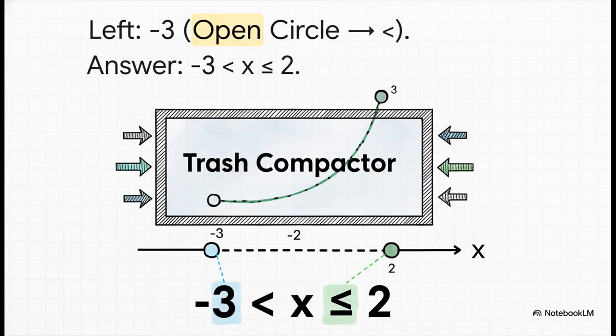Let's apply our rule. Scanning left to right for the domain, our shadow starts at x equals -3. But wait, that's an open circle. That means we don't actually include -3, so we have to use a strict less than sign. The shadow ends at x equals 2, which is a closed circle, so we do include that one, using less than or equal to. And that gives us our answer. -3 is less than x, which is less than or equal to 2.